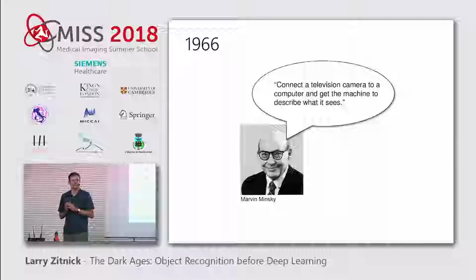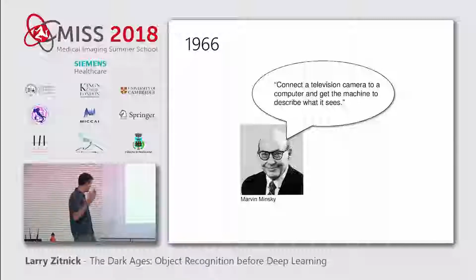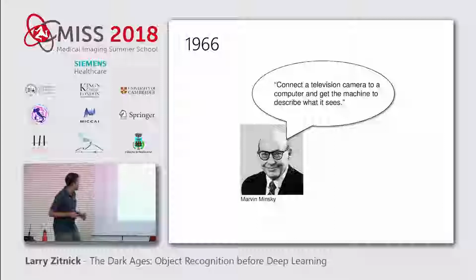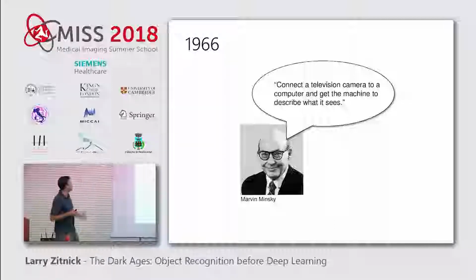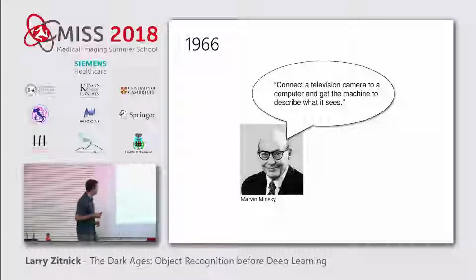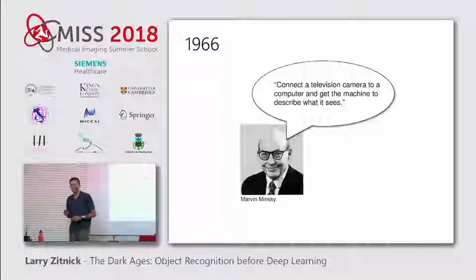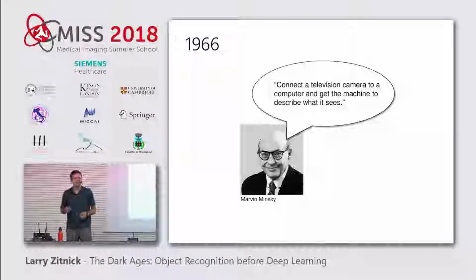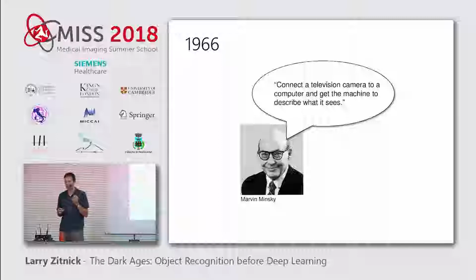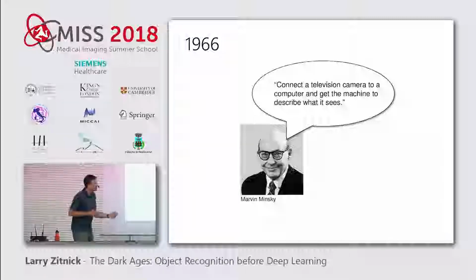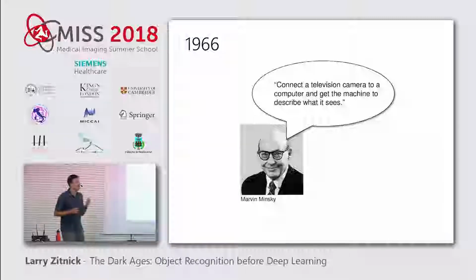So where did it all start? Well, obviously, it had to start after computers and the technology were feasible. And really, a lot of people look at the starting point of computer vision right around 1966. This is a time when Marvin Minsky, famous professor at MIT, went to one of his students, it was probably May or June, and said, I have an awesome summer project for you. I want you to take a television camera, get it? Attach it to a computer, and get the machine to describe what it sees.